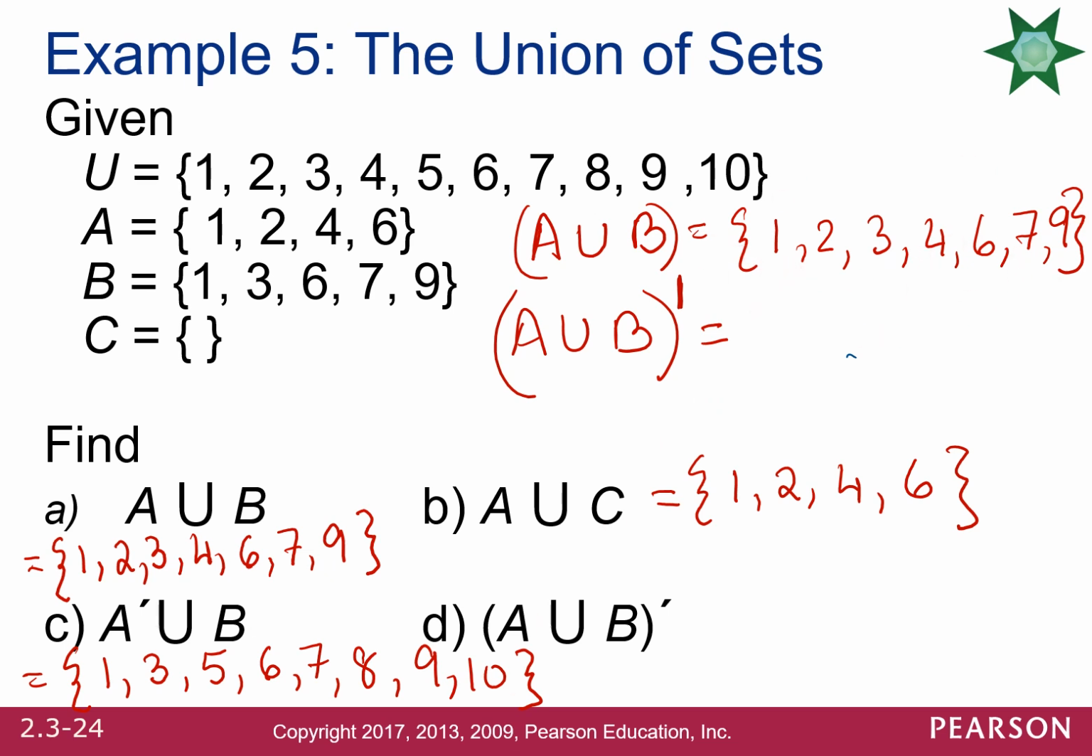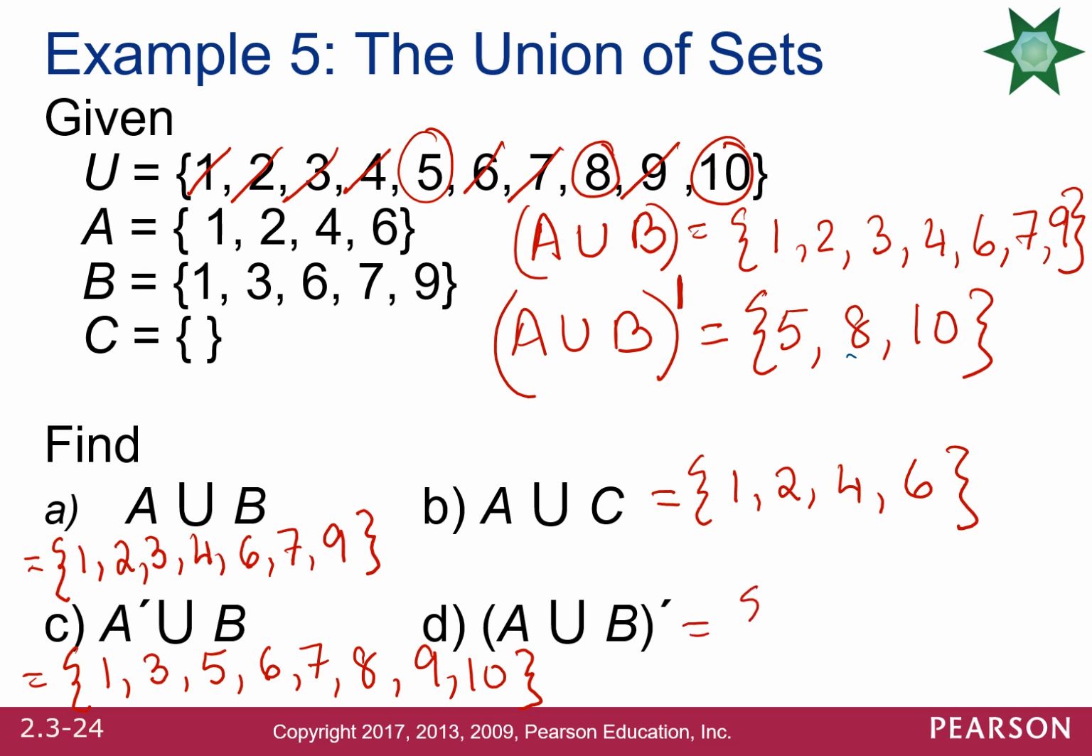To make things easy, let's just cross out the numbers which exist in A union B. 1, 2, 3 occur, 4 occurs, 6 occurs, 7, and then 9. So what are we left with? We are left with 5, 8, and 10, correct? So let's write that. A union B complement, or the complement of A union B, would be 5, 8, and 10. All right, so the final result here is 5, 8, and 10.